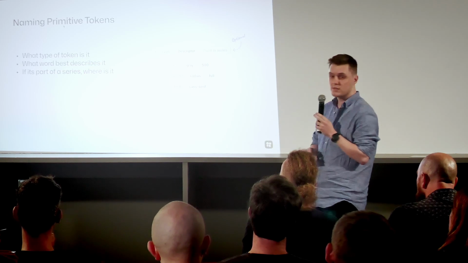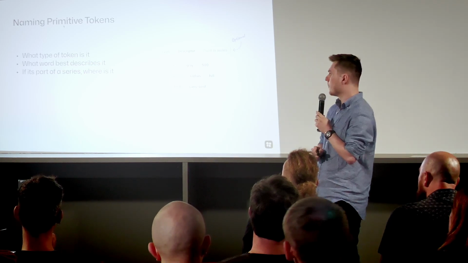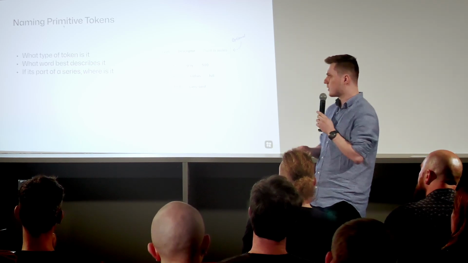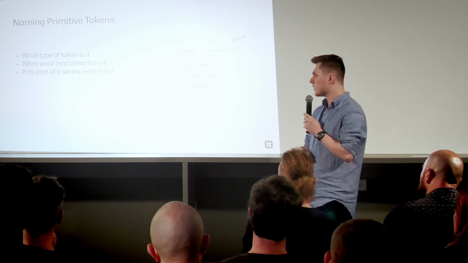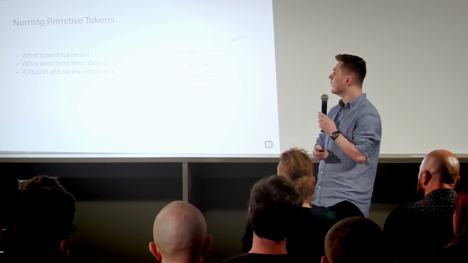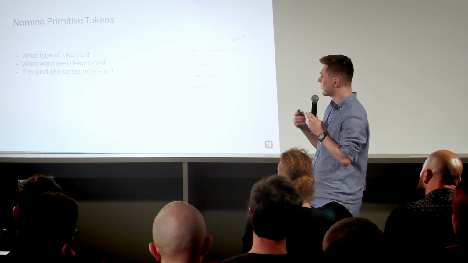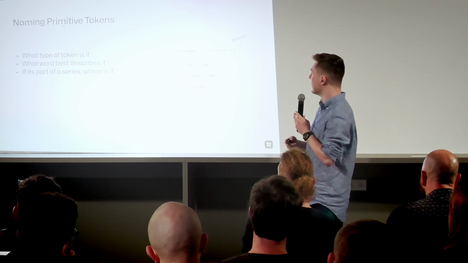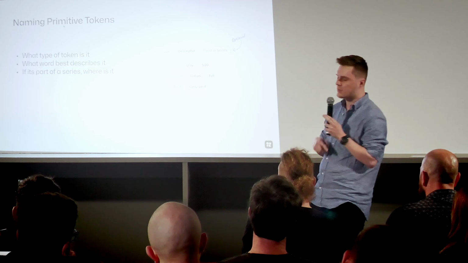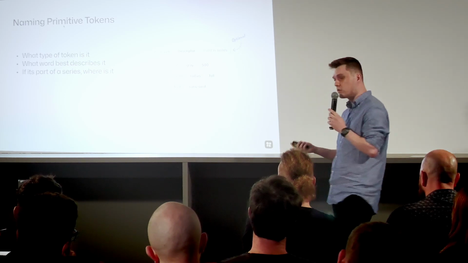Primitive tokens are really easy. We should ask ourselves, what type of token is it? What word best describes it? And if it's a part of a series, where is it? So the token type, the descriptor, and then this optional point in the series. So it might be something like color gray 500.